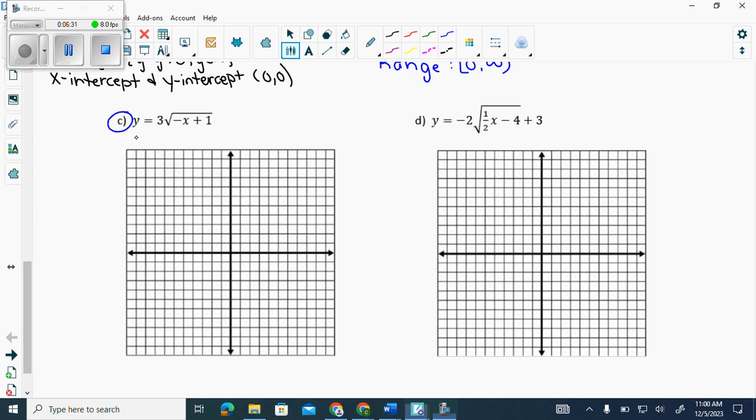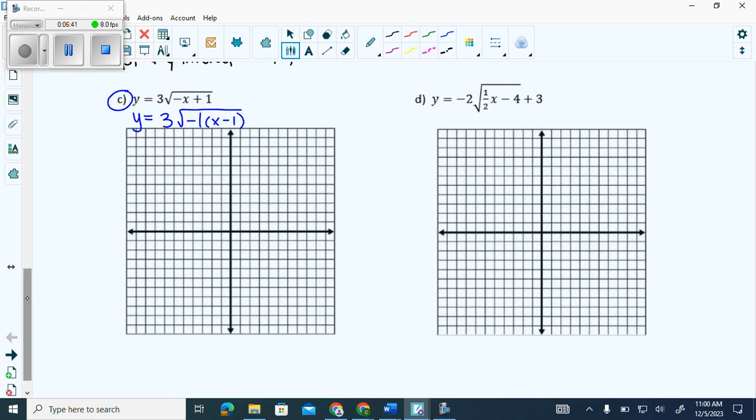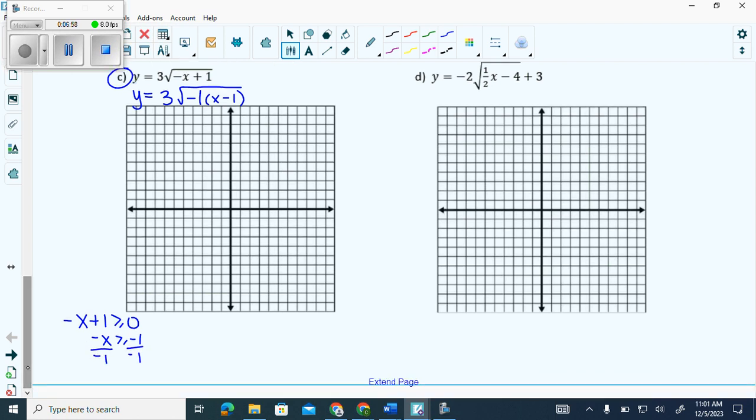So here we have y equals 3 square root of -1x minus 1. So if I go to do my domain, I could do it just off that square root. I could go -x plus 1 is greater than or equal to 0. -x is greater than or equal to -1. Divide by -1, and I get x is what? Is less than or equal to 1. Because that negative is going to cause it to flip.